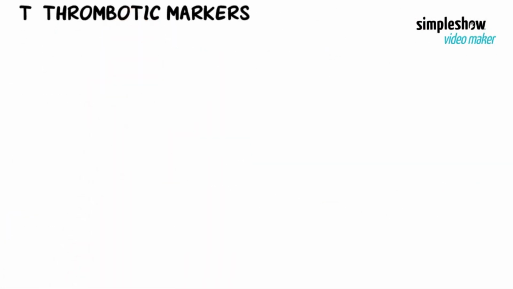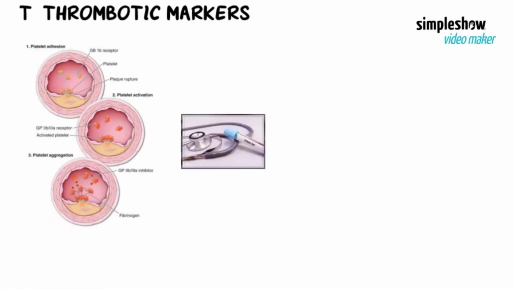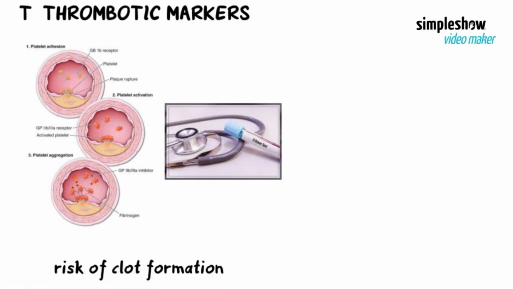Thrombotic markers. Additional blood tests may be done to assess thrombotic markers, such as fibrinogen or D-dimer, to evaluate the risk of blood clot formation in the coronary arteries.